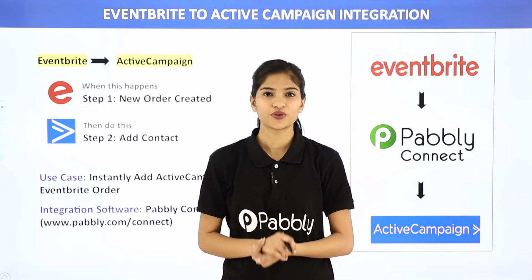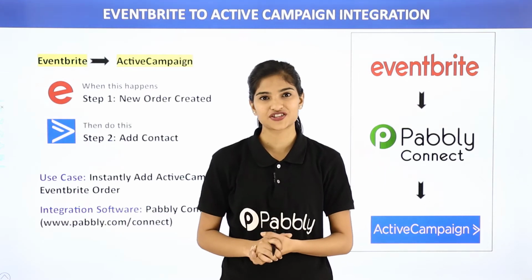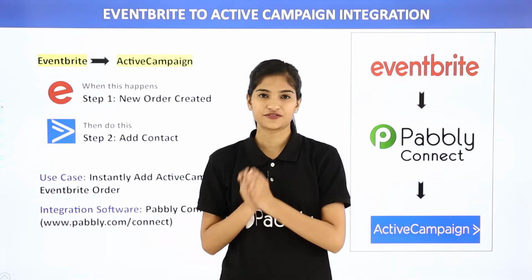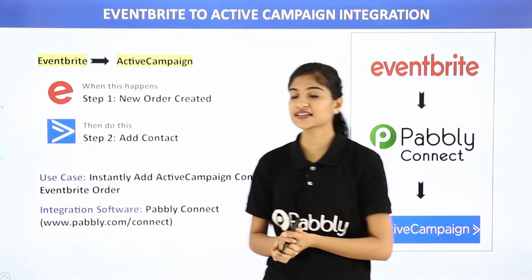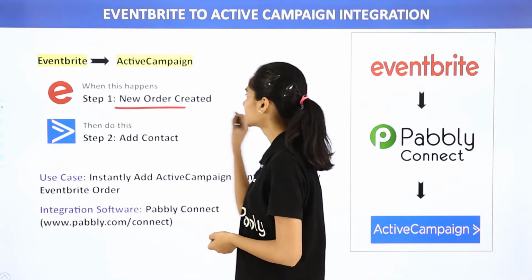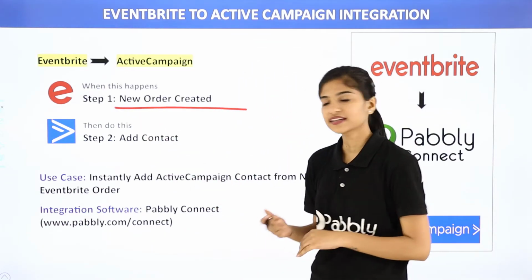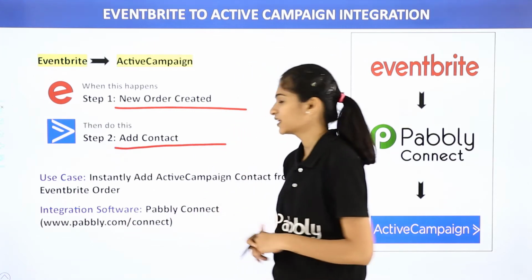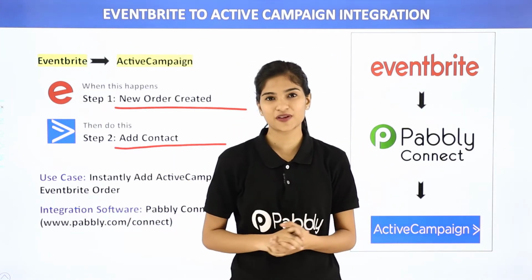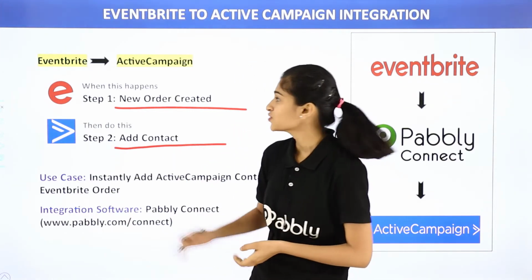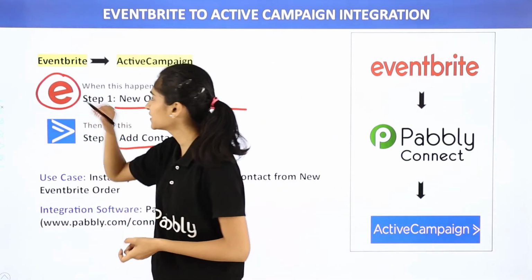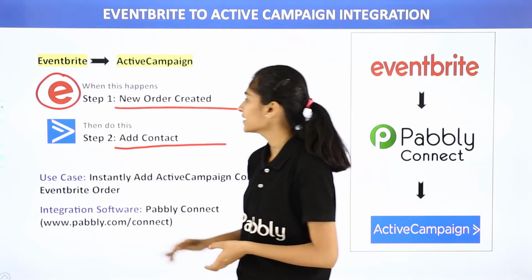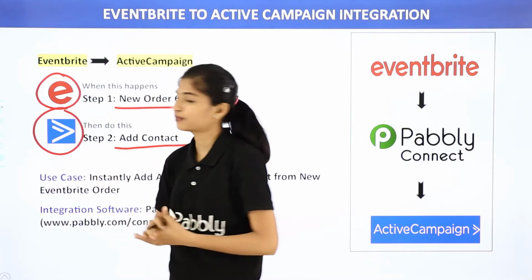Today in this video, we are going to integrate two software applications, Eventbrite and ActiveCampaign. So the use case here is, whenever a new order is created in Eventbrite, automatically add contact in ActiveCampaign. Now let us know what these two software applications are all about. So Eventbrite is an event management and ticketing website, whereas ActiveCampaign is an automation platform.